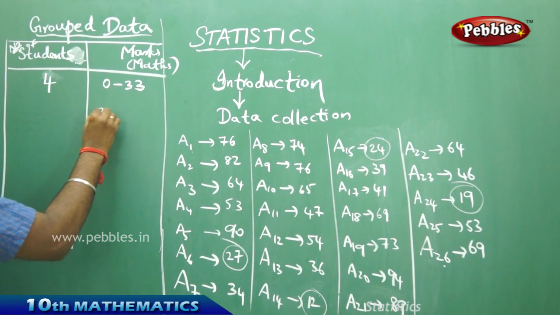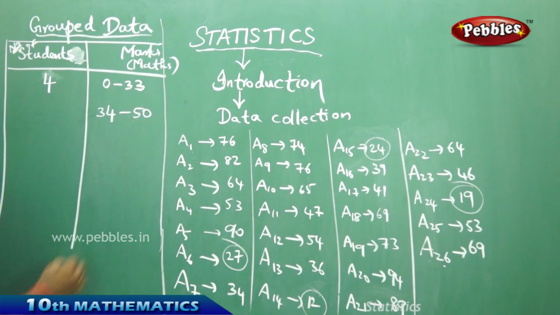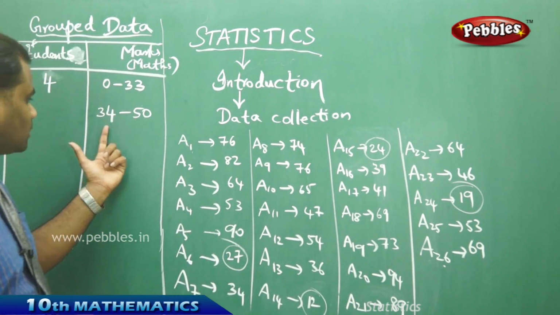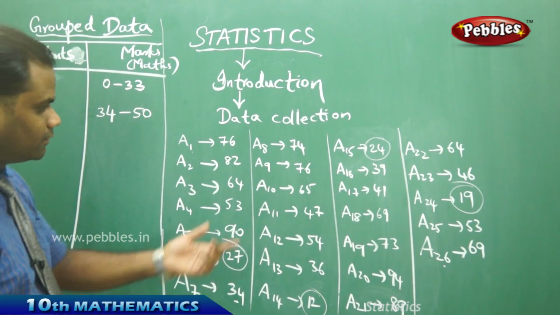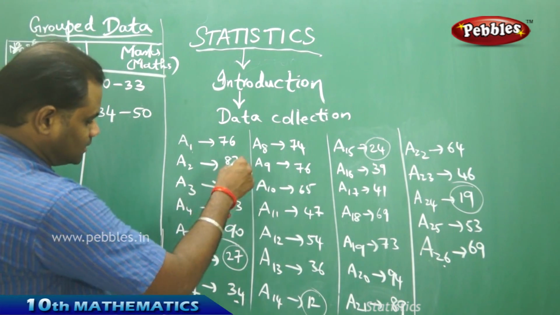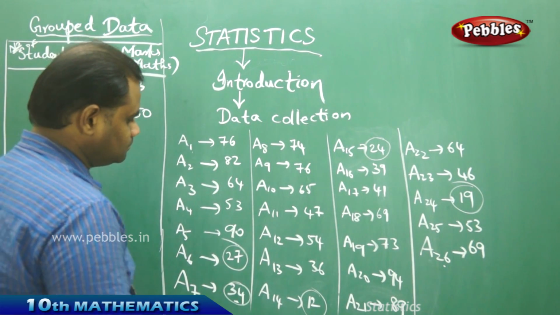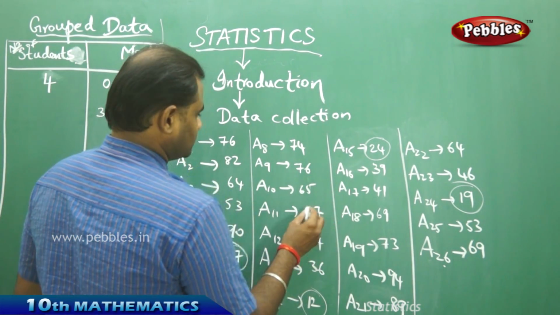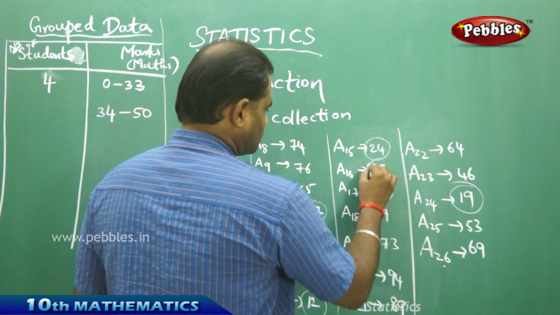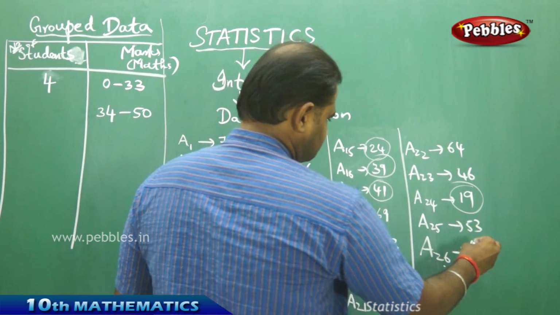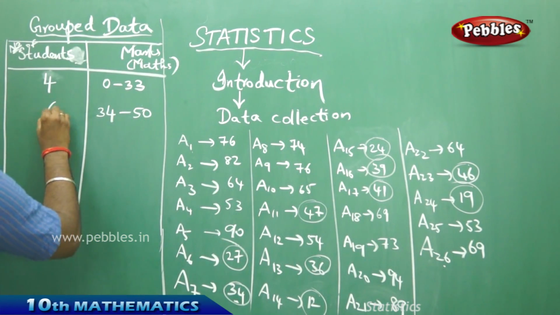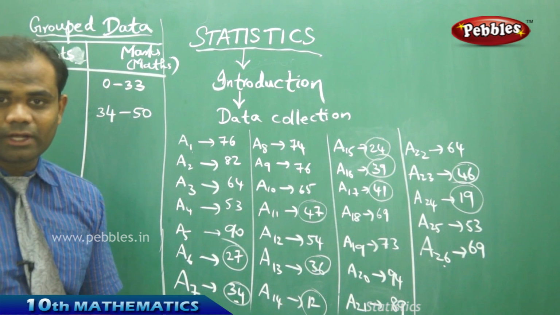Similarly, I take the students who got marks from 34 to 50. I count all the marks between 34 and 50, including 34 and also 50 if it exists. Clearly there are 6 students, because as I see here, 34 comes here, 1, to 50, 2, 3, 4, 5, 6. So there are 6 students who got marks between 34 and 50.